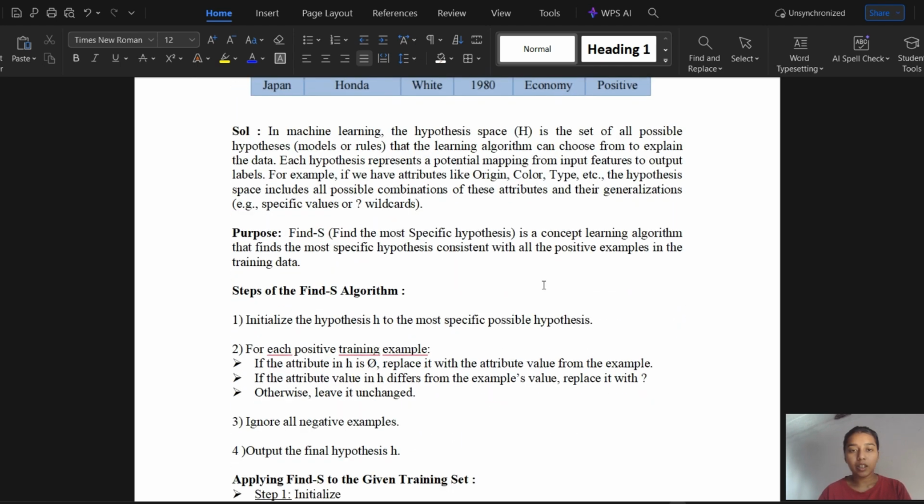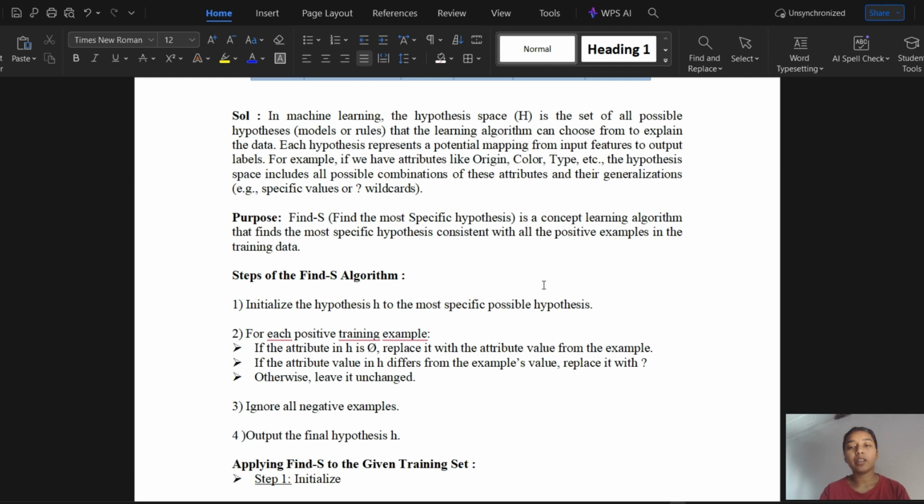In machine learning, the hypothesis space H is the set of all possible hypotheses that the learning algorithm can choose from to explain the data. Each hypothesis represents a potential mapping from input features to output labels. For example, if we have attributes like origin, color, type, etc., the hypothesis space includes all the possible combinations of these attributes and their generalizations.